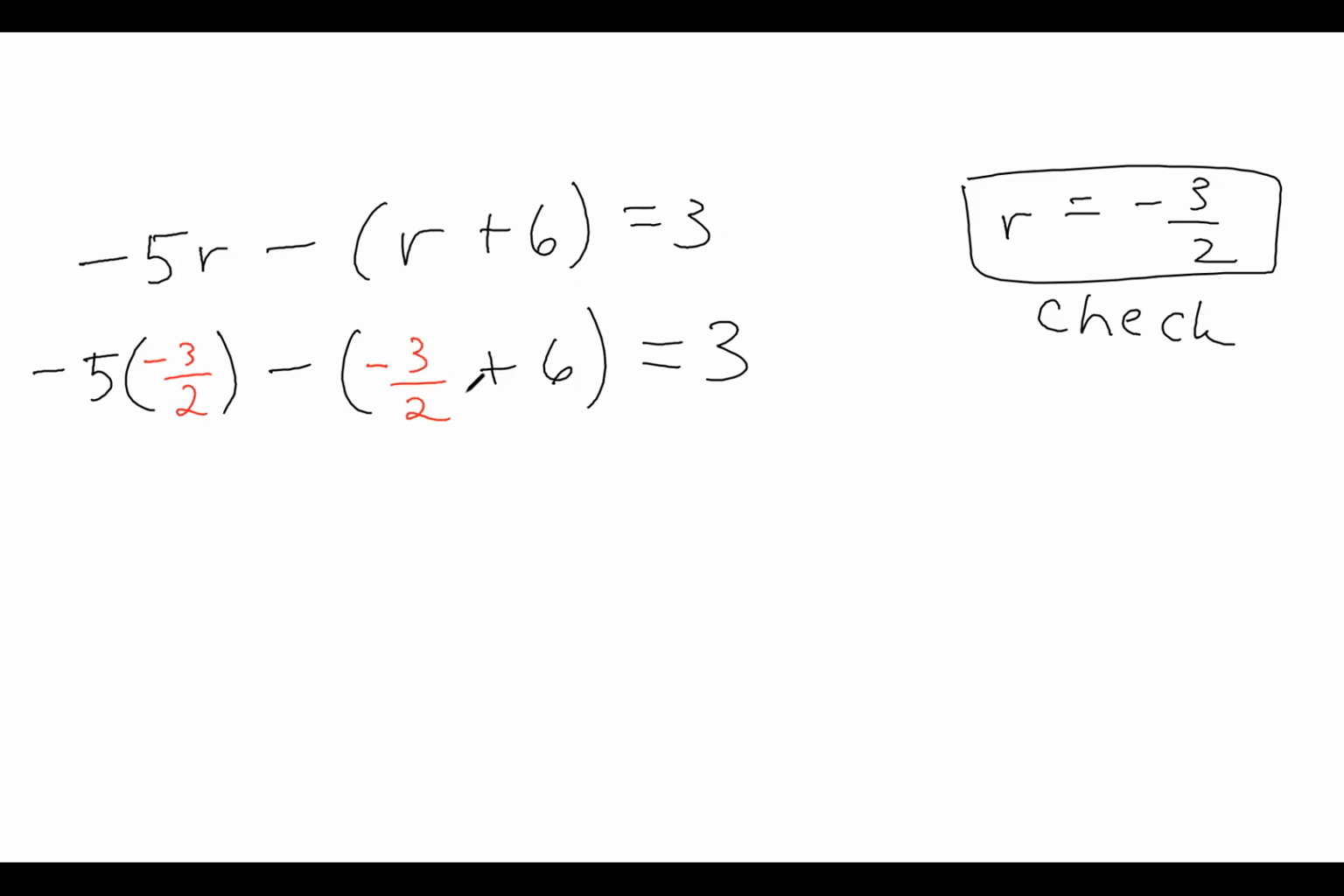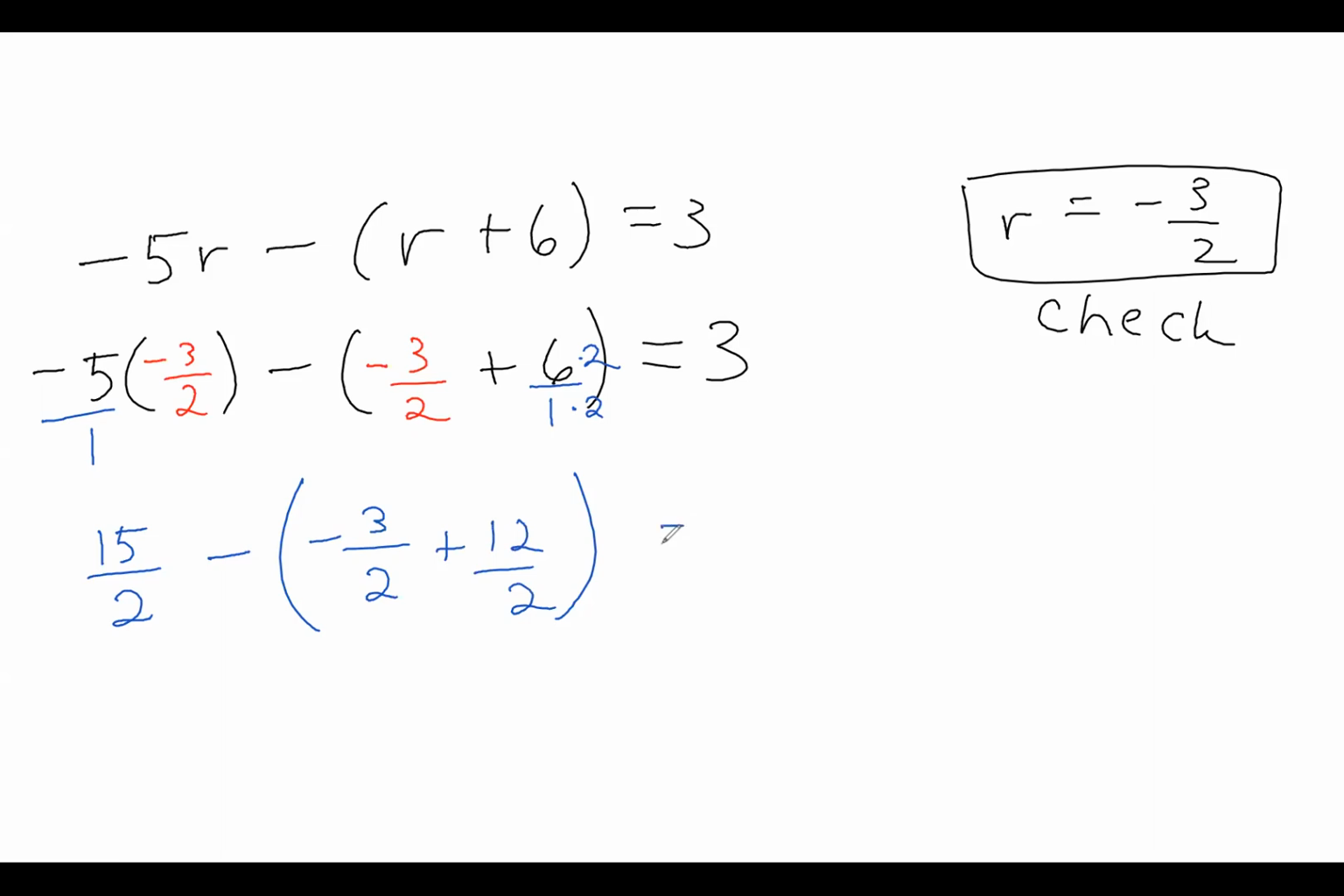All right, so let's see what we need to do here. Negative 5 times negative 3 over 2. If I put that 5 over 1, we can multiply across. This becomes positive 15 over 2 minus. Meanwhile, inside the parentheses, negative 3 over 2 plus 6, I need to add those and get a common denominator. So I'm putting the 6 over 1. If I multiply by 2 over 2, that becomes 12 over 2. So inside the parentheses now is negative 3 over 2 plus 12 over 2. And then it's all equal to 3.